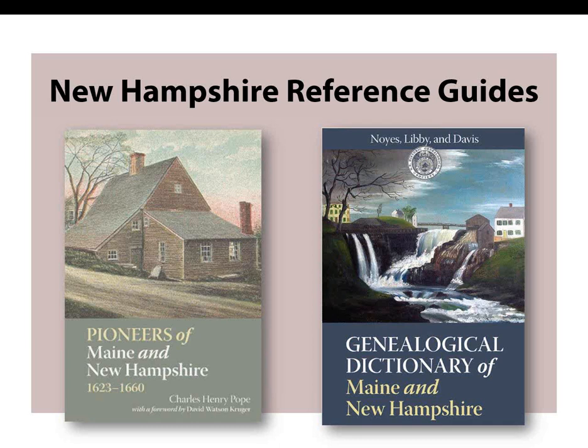This is a publication republished by NEHGS, as well as the Genealogical Dictionary of Maine and New Hampshire by Noyes, Libby, and Davis. That is really the genealogical go-to for the earliest families for New Hampshire, with all of the great lists and dates in that collection right there. So you can find the earliest arrival. Walter Goodwin Davis, for instance, was one of the premier genealogists for New Hampshire, and he collected some of the finest research that even to this day we still find a good resource.